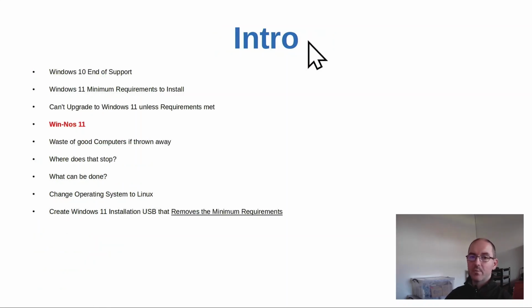So, introduction for this presentation: Windows 10 end of support. That means that Microsoft won't give you any security updates to Windows 10 anymore. So it's best to move on to Windows 11 on your machine so you can get security updates, etc. But the problem is that Windows 11 has minimum requirements to install it.